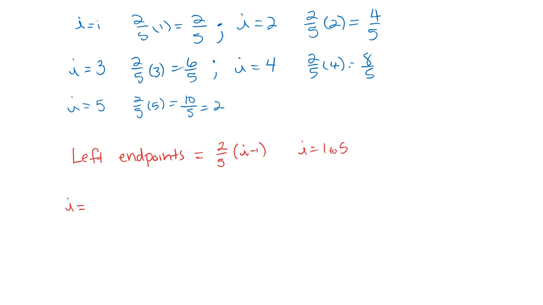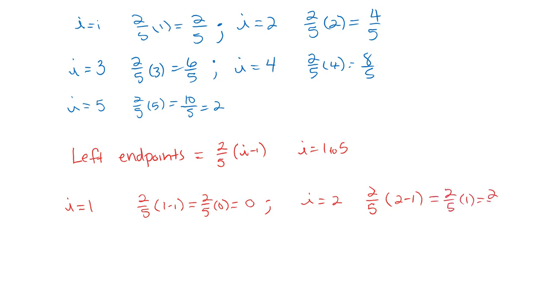So for i equals 1, that would give us 2/5 times 1 minus 1. That's 2/5 times 0, which is 0. That is our first left endpoint. And for i equals 2, that would give me 2/5 times 2 minus 1. That's 2/5 times 1, which is 2/5. That's our next endpoint.